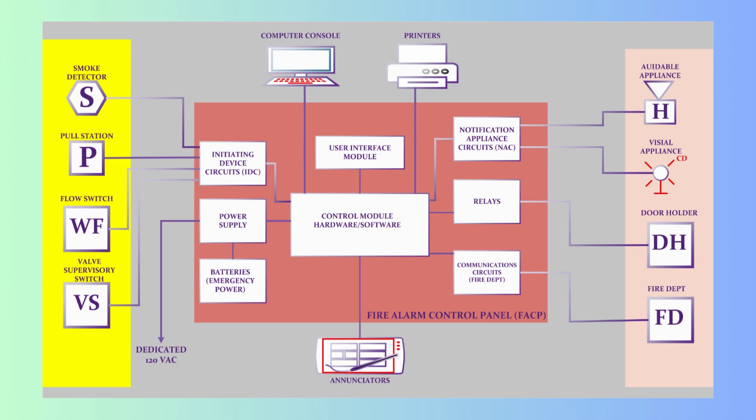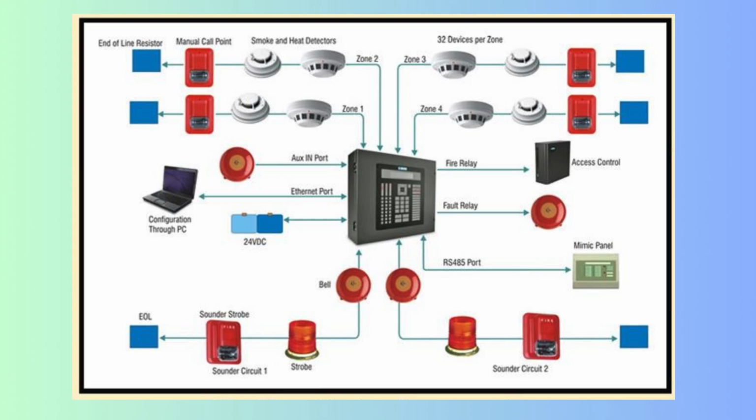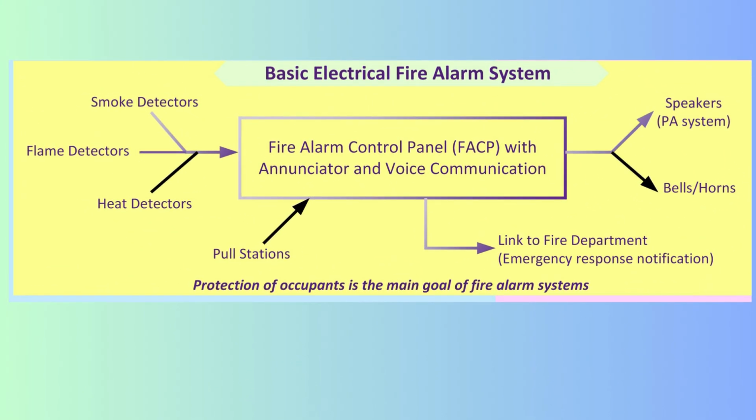A typical fire alarm system includes detection devices: smoke detectors, heat detectors, and manual pull stations that sense fire or smoke. Alarm notification devices: audible alarms, sirens, bells, and visual alarms, strobe lights, to alert occupants. Control panel: the central unit that processes signals from detectors and triggers alarms. It also monitors system status.